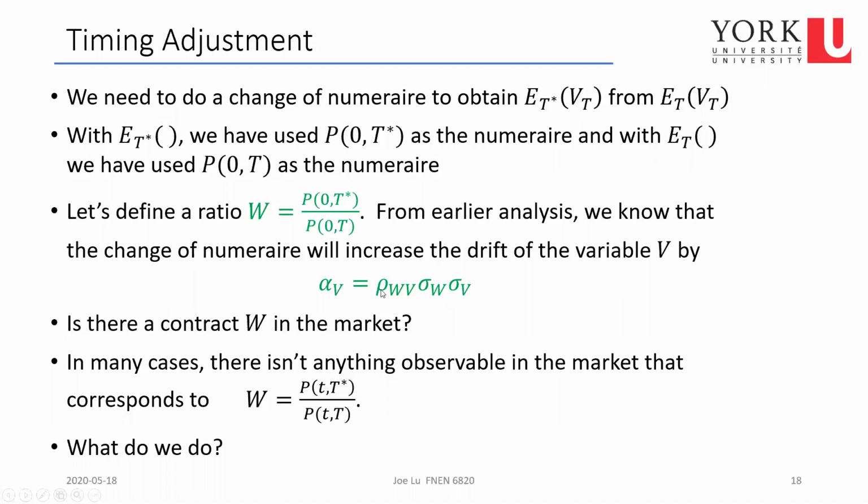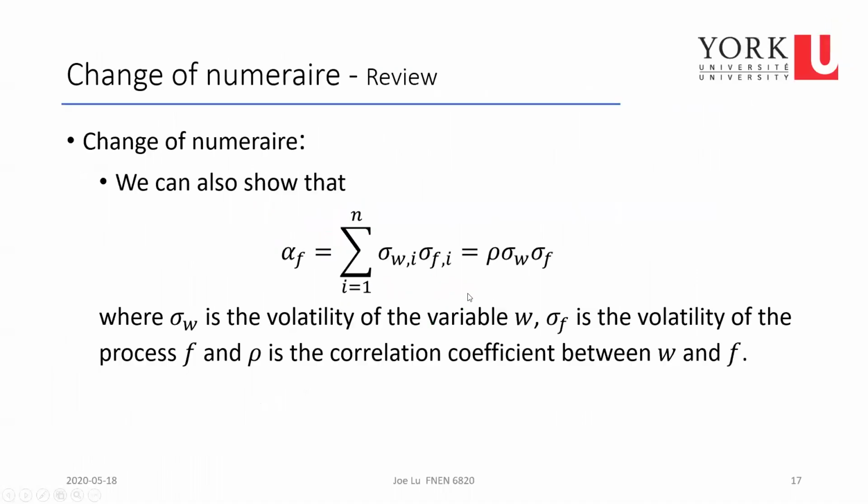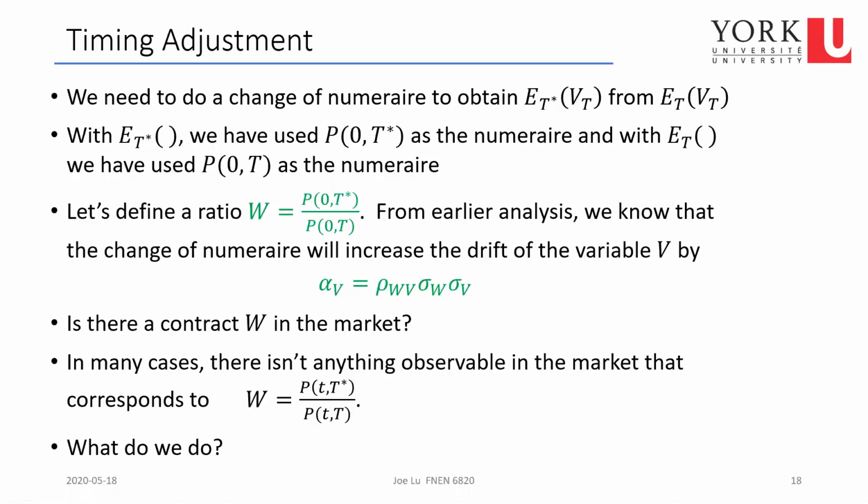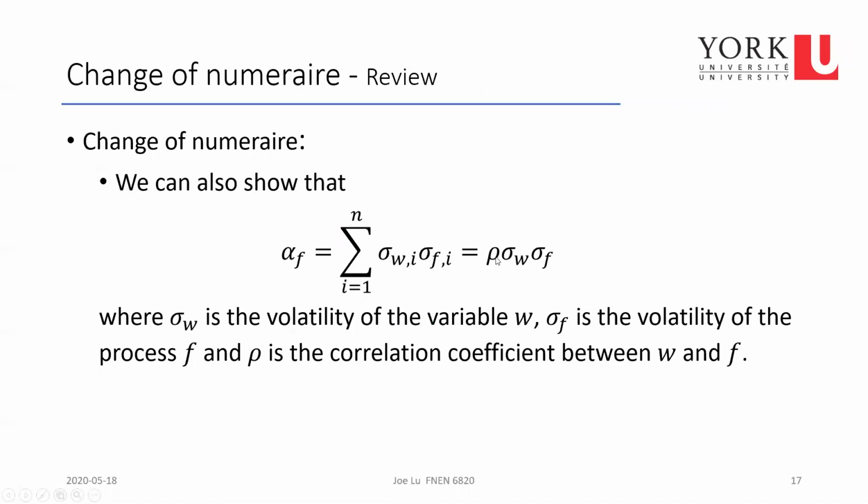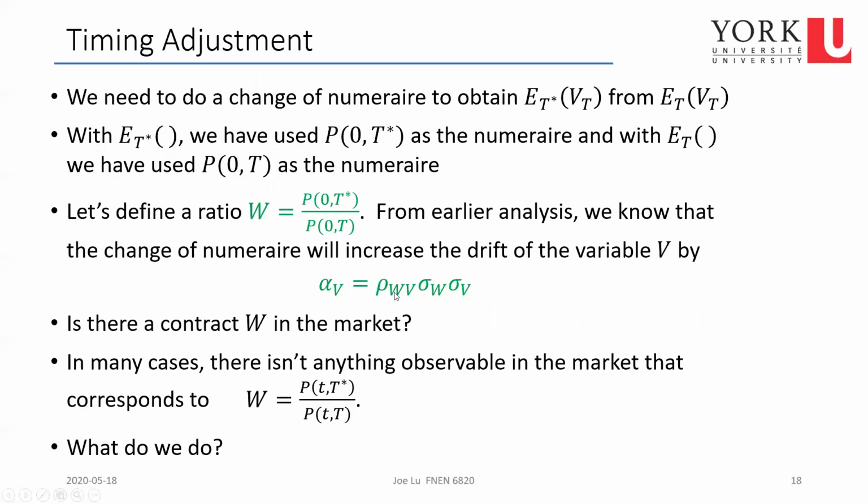these two, W and V, two different assets, and we multiply sigma W and sigma V. So just here, it's consistent to this thing here. So this F becomes V, and W is still called W. And rho is the correlation coefficient between W and F here, which is the correlation coefficient between W and V.